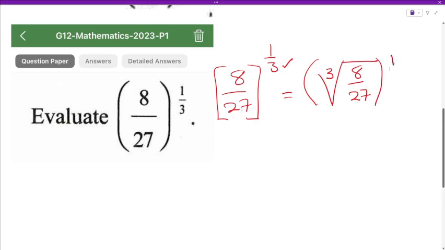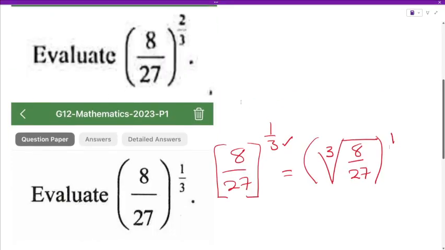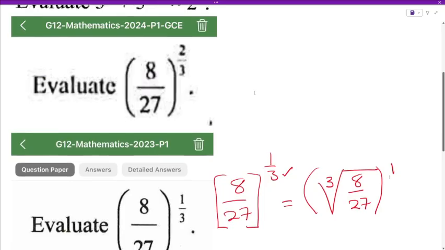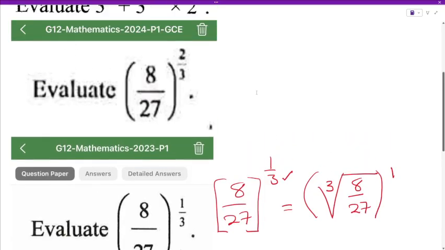Let me look at the previous question. You've seen the similarities. There's 8 over 27, 8 over 27 here as well. This one came in 2024 GCE. This one came in 2023 paper 1. You see how simple maths is.